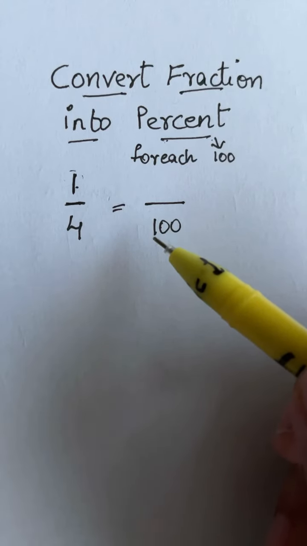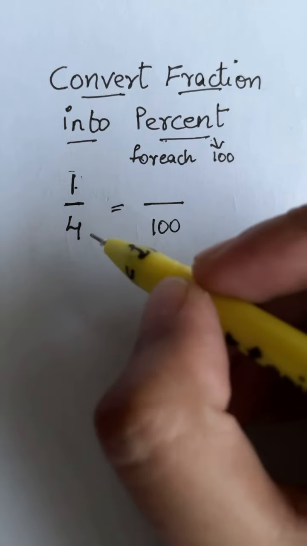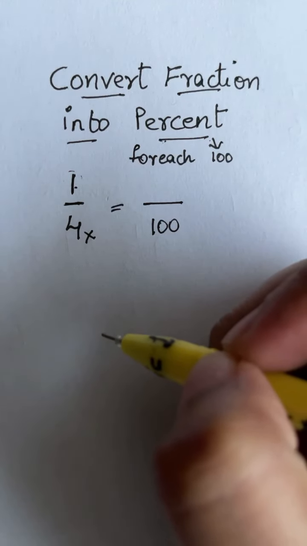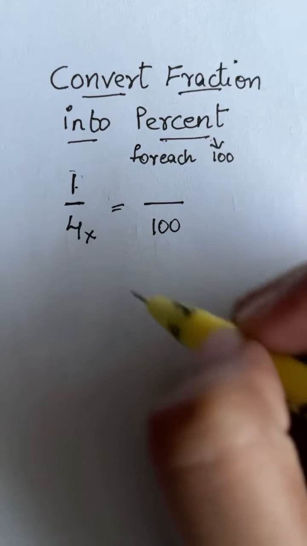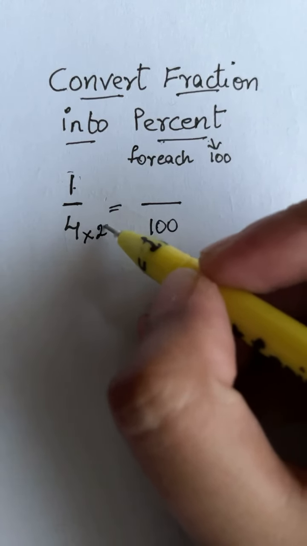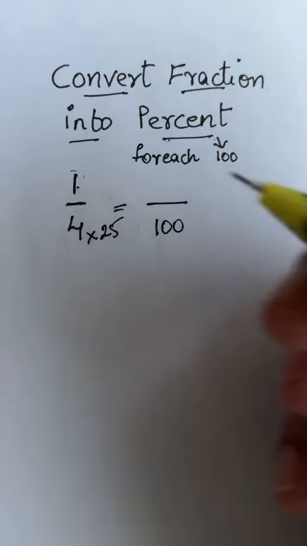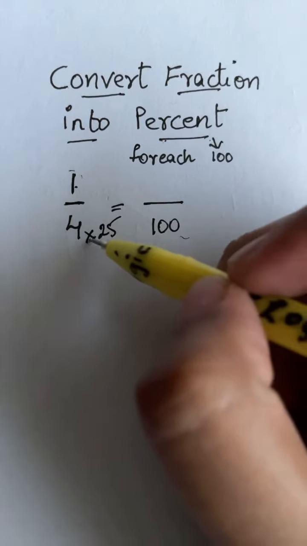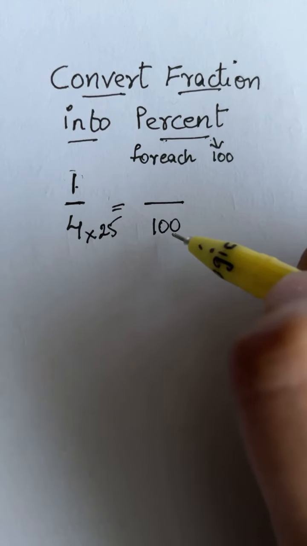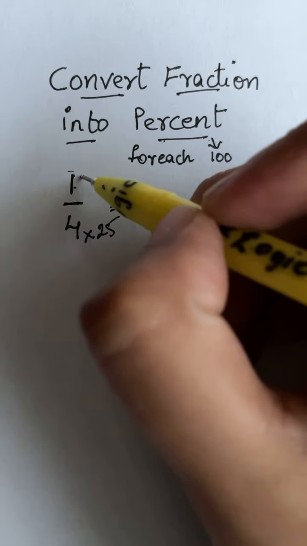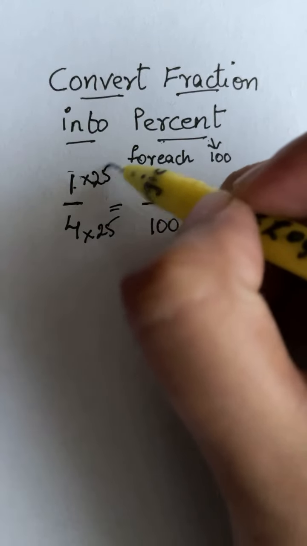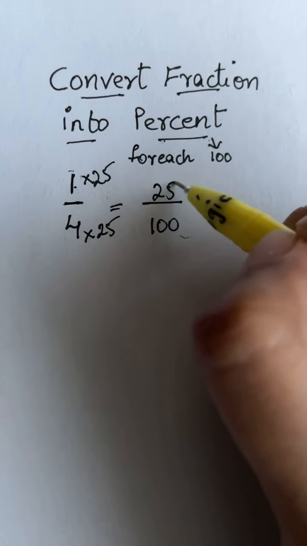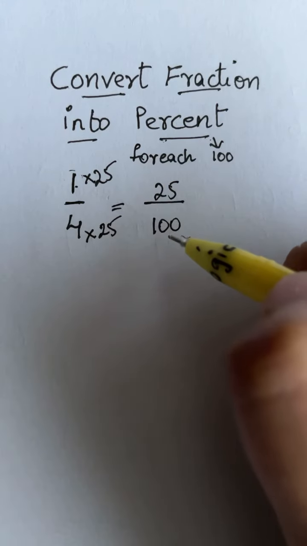So how many times does 4 go to make it 100? What are we going to multiply with 4 to make it 100? You are going to multiply 25. 4 25s make 100. So when you multiply 25, you're going to get 100. The same thing you're going to multiply with the numerator as well. So 25 times 1 will give you 25. That means you have 25 out of 100.